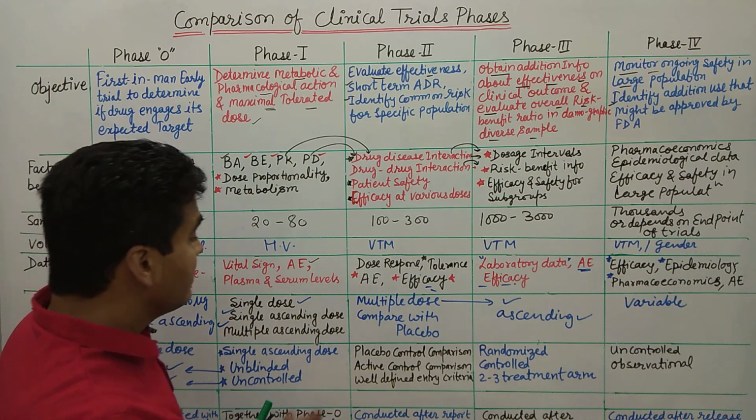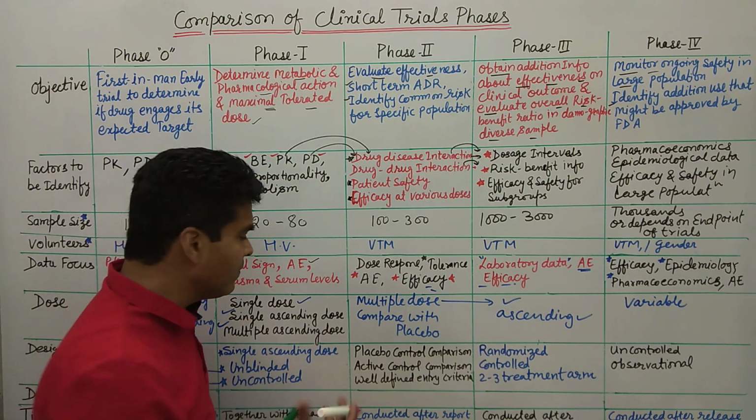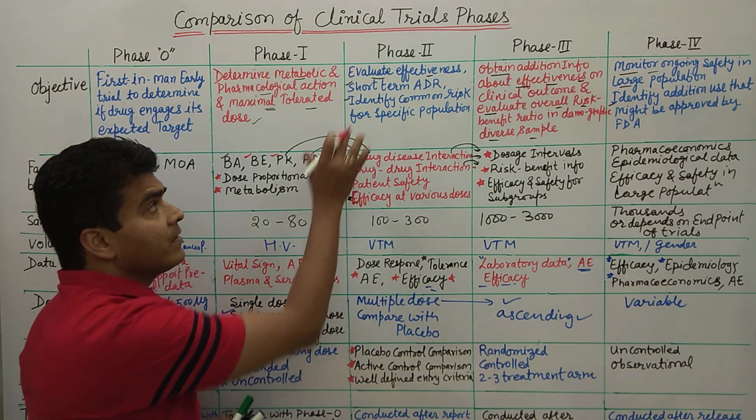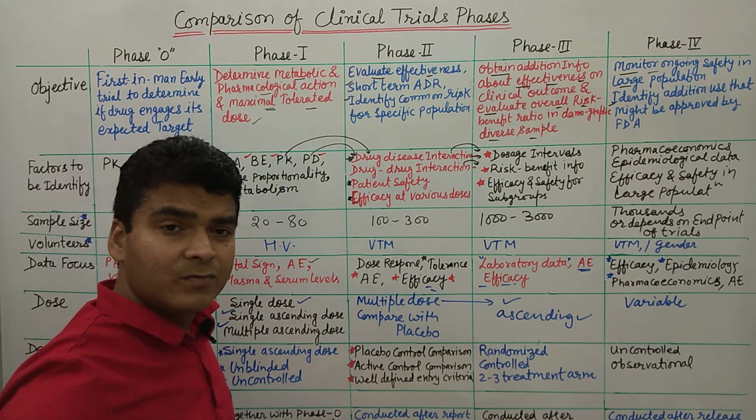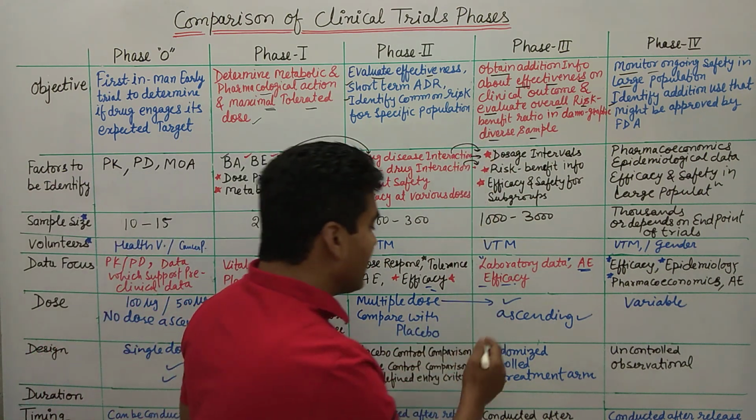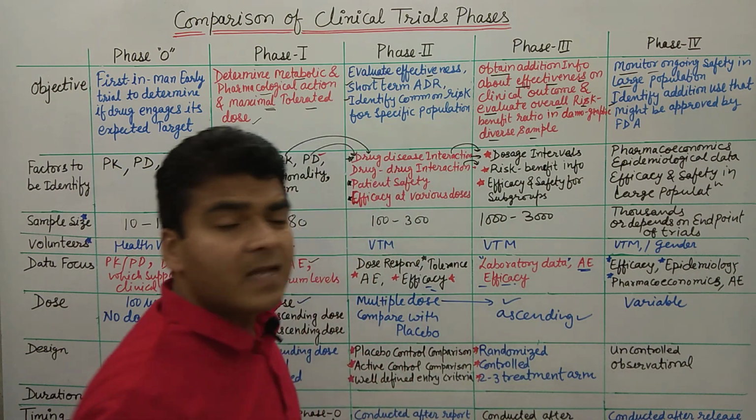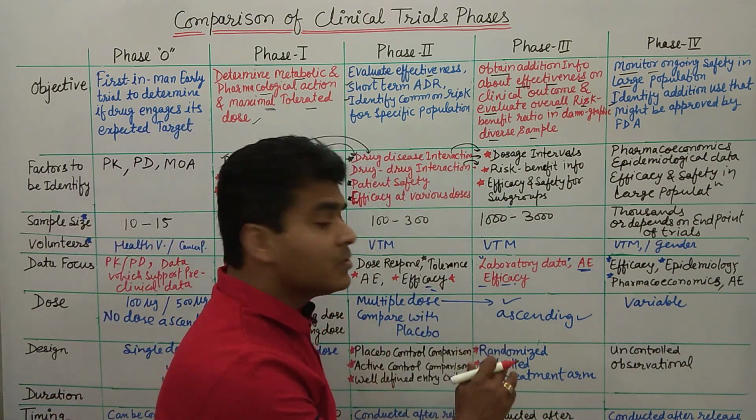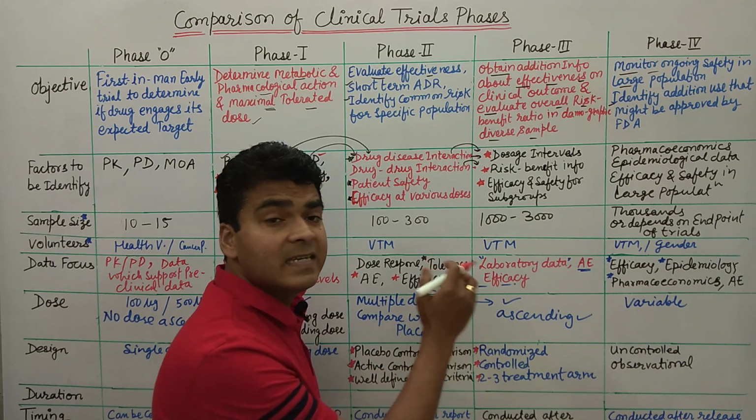Then phase 2 trials. In phase 2 there are many types of trials. Placebo controlled trial, active controlled comparison, and well-defined entry criteria are also available in phase 2. Which patient will be selected, what are the exclusion criteria, what are the inclusion criteria. Then phase 3 are generally randomized controlled trials, and 2-3 treatment arms are there in phase 3 trials. We also have broader eligibility criteria in phase 3 trials.